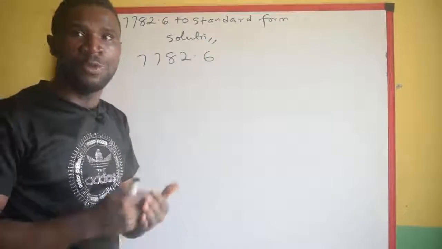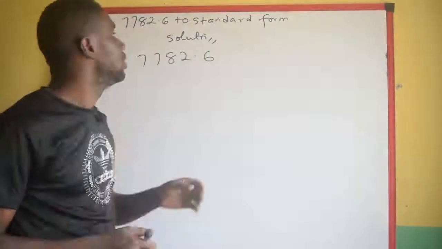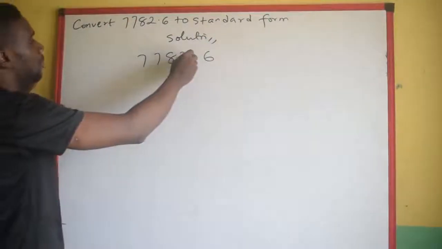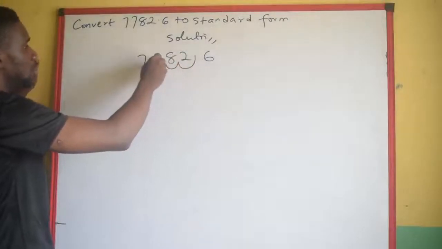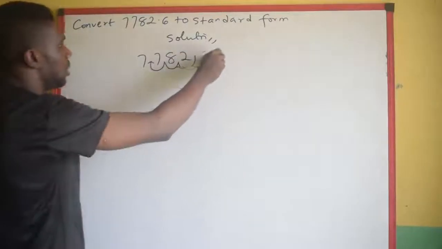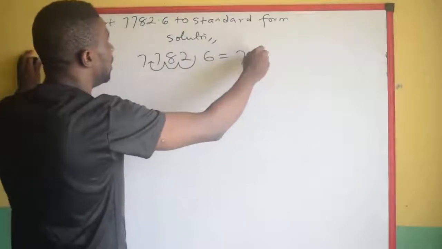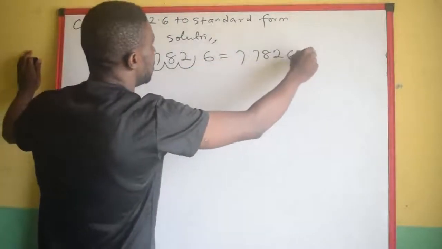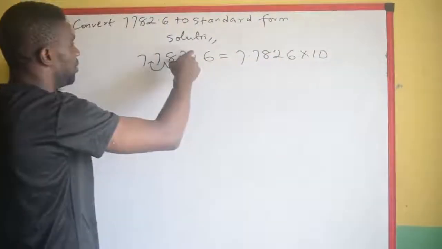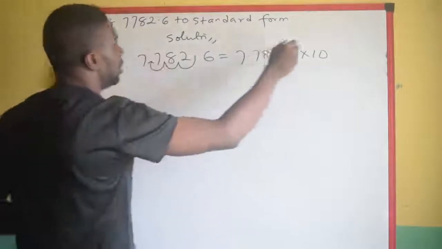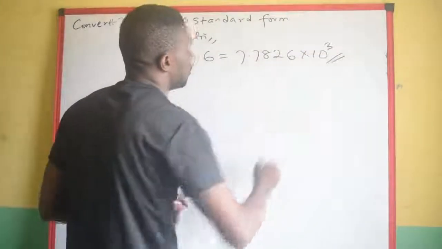And when we are moving, we will count the number of steps taken. Now, we have 1, 2, 3. We have to stop here. Write 7.7826 times 10 raised to power. We have taken how many steps? 1, 2, 3. We took 3 steps.